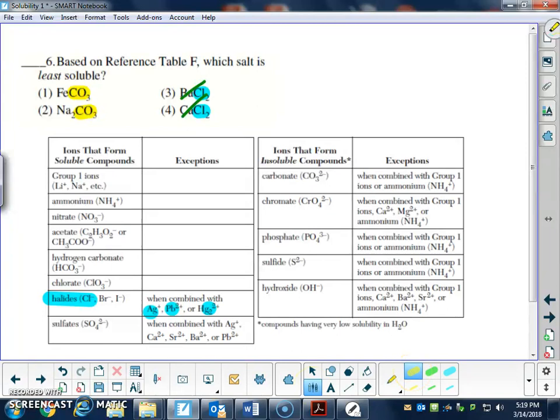Right here, a carbonate, they form insoluble compounds, except with group 1s and ammonium. Well, do we have a group 1 or ammonium? Yes. Right here is a group 1. Group 1 is sodium. So this one also is soluble. Therefore, iron 2 carbonate will be insoluble, or the least soluble.